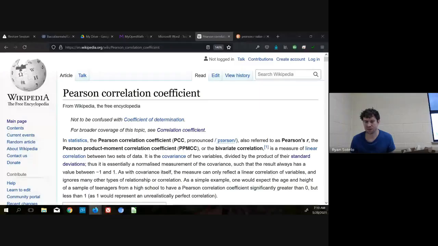So let me switch over here. There we go. All right, hopefully you can see my screen. This is, again, what we call the least squares regression line. Where's my drawing pen? Oh, there it is.